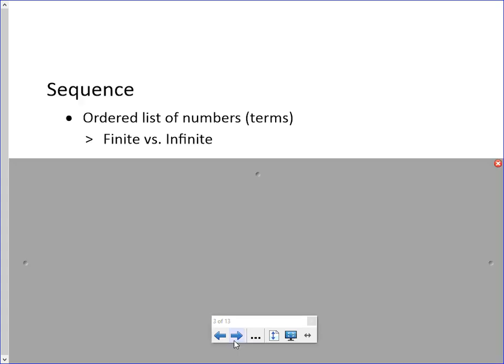A sequence is an ordered list of numbers. We call those numbers terms in the sequence. Sequences can be finite or infinite. Can anybody remind us what's the difference between a finite and an infinite sequence? Like, what does it look like? How does it look different?